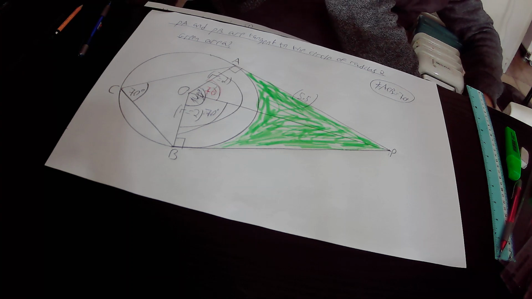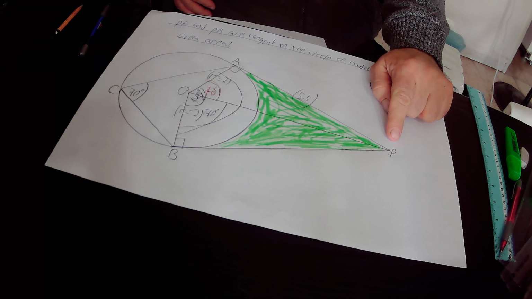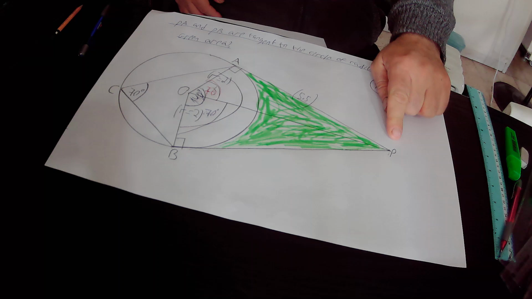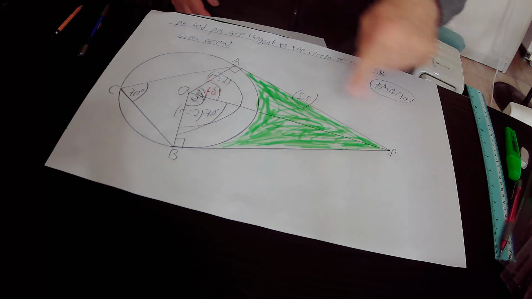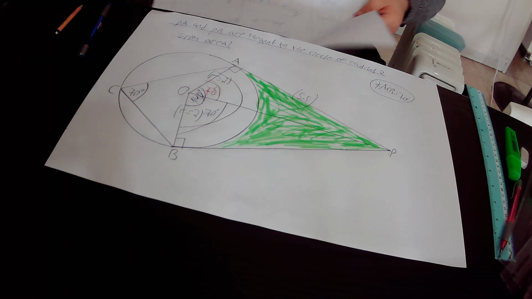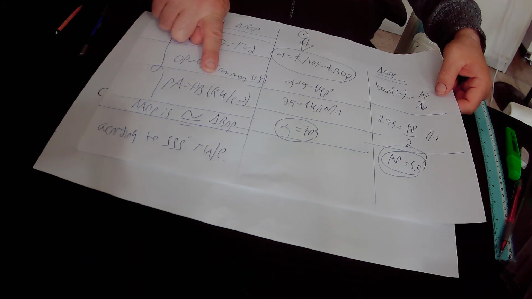We have the common external point, point P. From the common external point P, we have two tangents to the circle, tangent PA and tangent PB. According to rule 2, they are equal to each other: PA equals PB. Repeat again, PA equals PB according to rule 2.